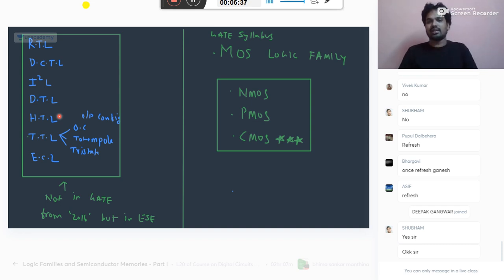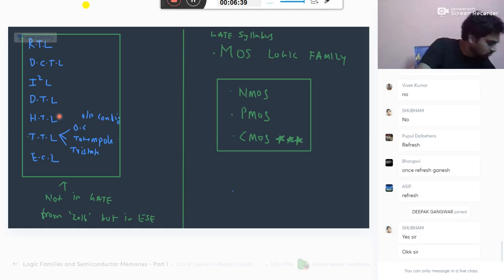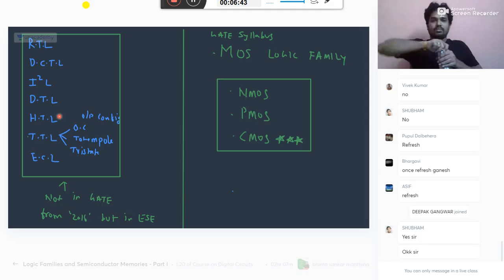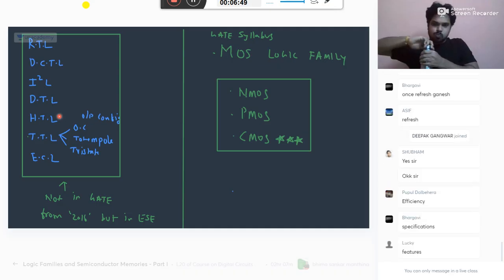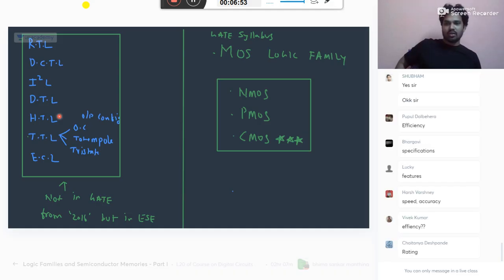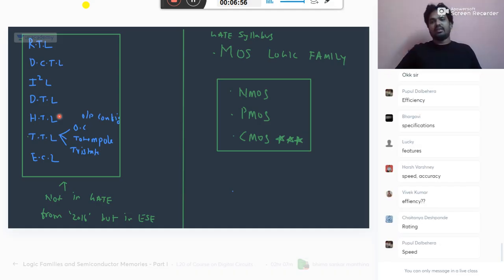Any device can be selected based on what? Tell me here. Please comment. Very good. Bhargavi, right. Specifications. Specifications need not be speed only, all specifications.